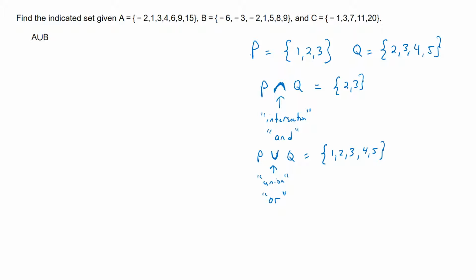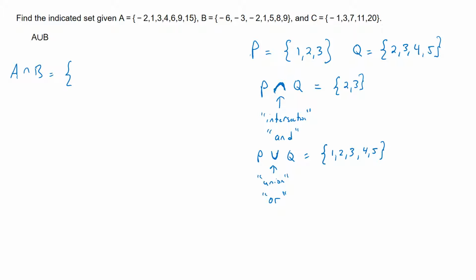All right, so now I'm going to do the problem that we're doing up here. A union B. A and B are rather bigger. They're big sets. They have more elements in them than P and Q do. If we wanted to figure out A intersection B, that would be all the elements that are in A and B. They're in both. So what are the elements that are in both A and B?